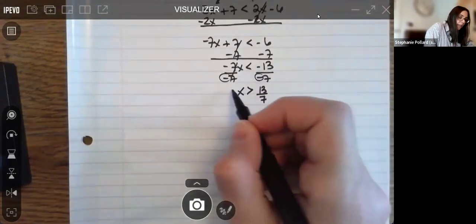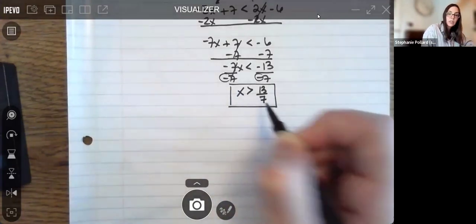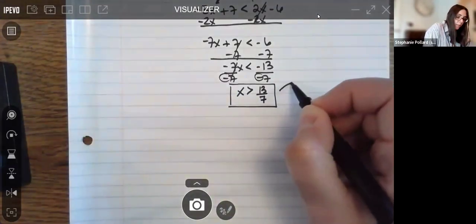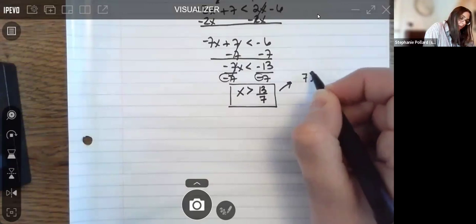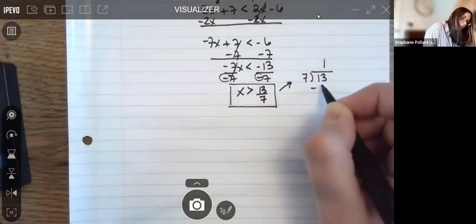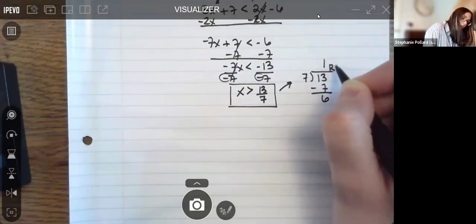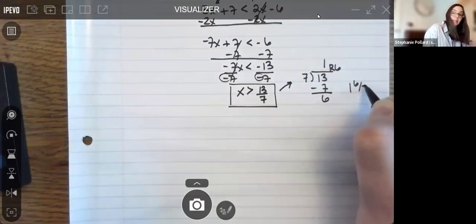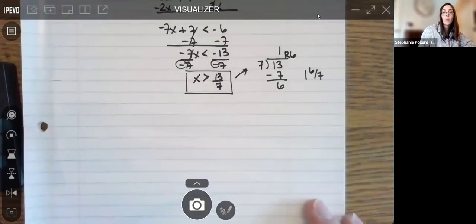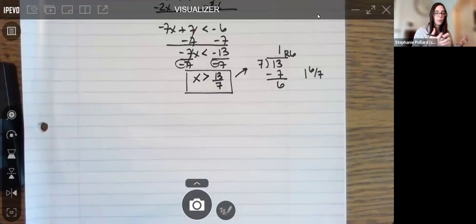Now, this is your final answer. I cannot reduce the fraction. If you want, you could change it to a mixed number. So 7 goes into 13 one time with a remainder of 6. So this is 1 6/7. It does help when graphing to know what the mixed number would be.